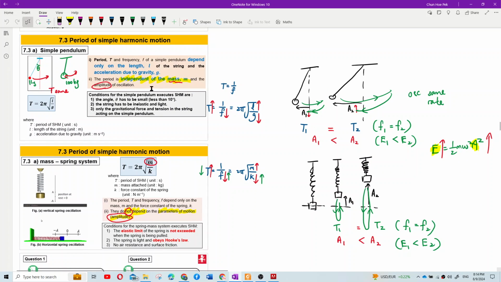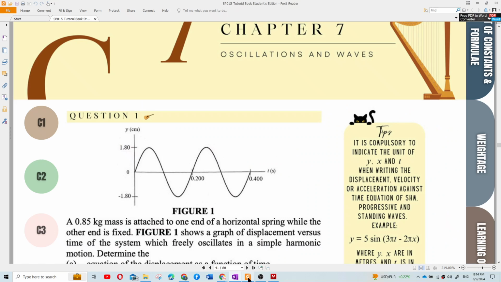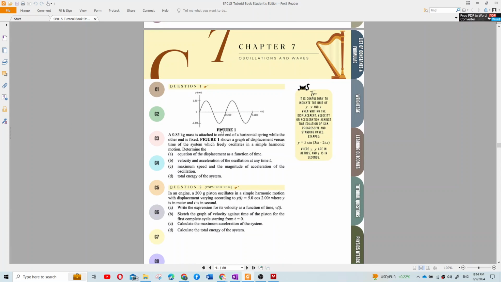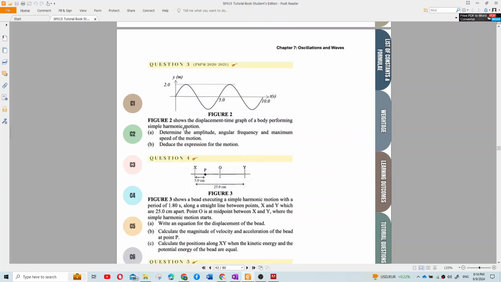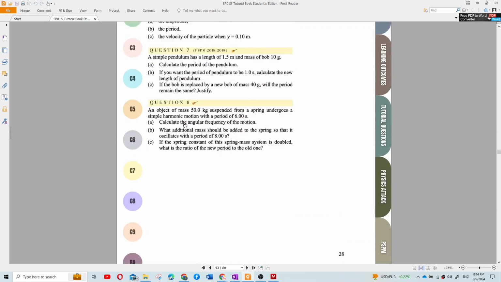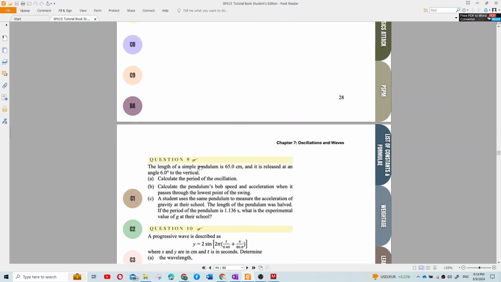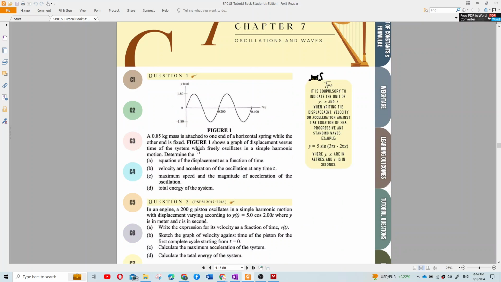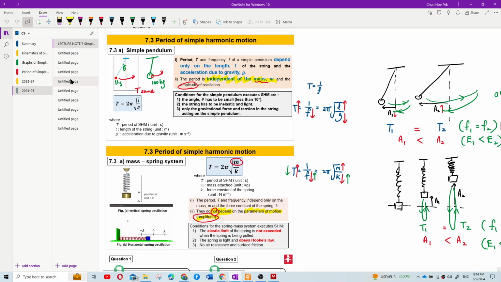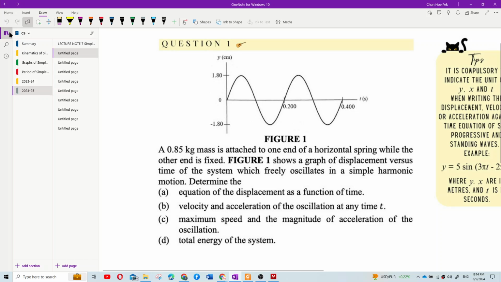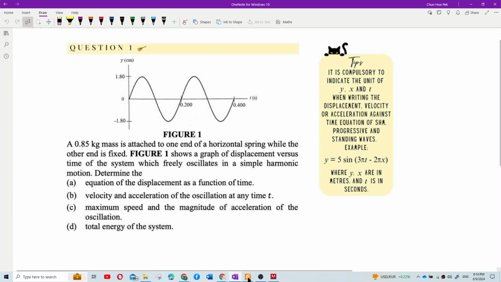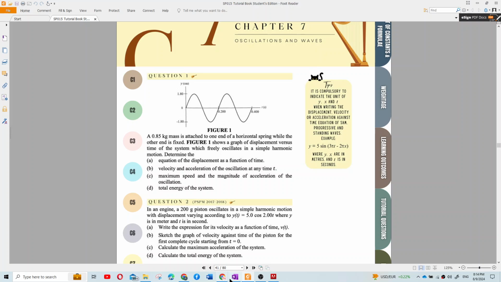Okay, so let's go solve the tutorial questions. This is chapter 7, oscillation. There are many questions until question 9, I see. I wonder how many questions we are going to do today. So let's do them one by one. I already transferred the questions here.